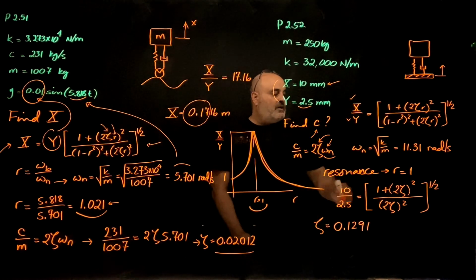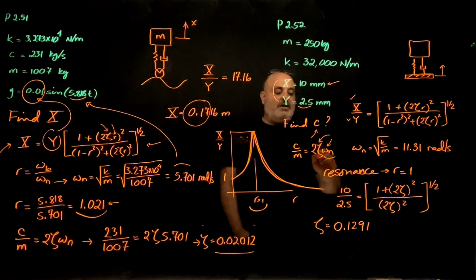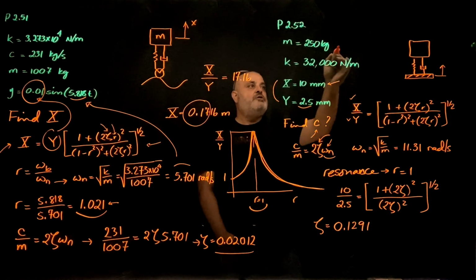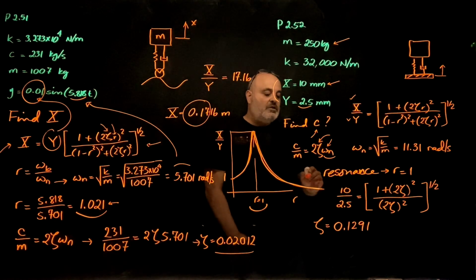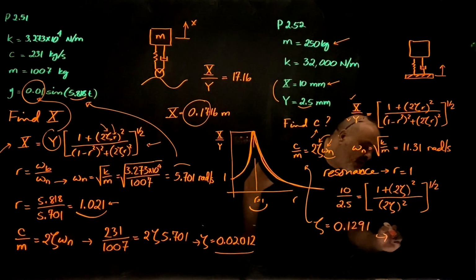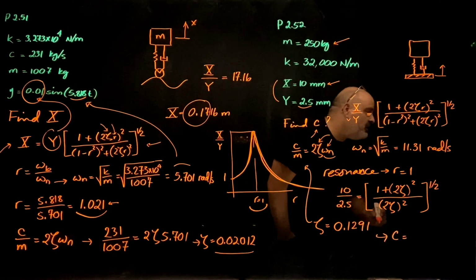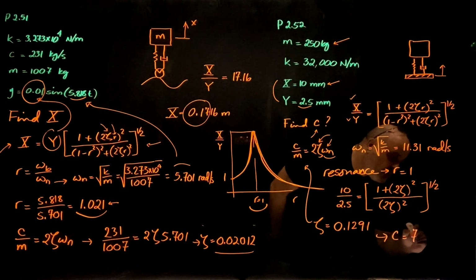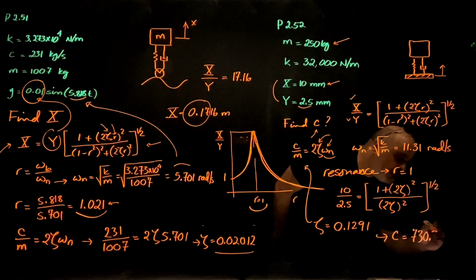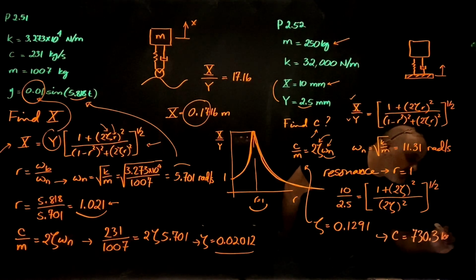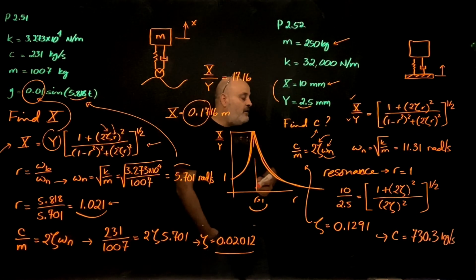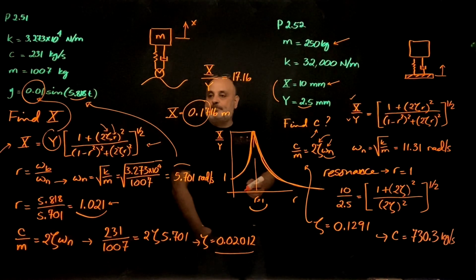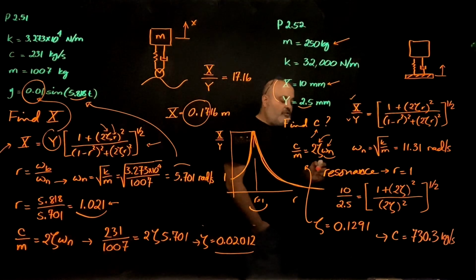Now I have zeta, I have omega n, I have m, which is 250 kilograms, so I can substitute in here and solve for C, and C will turn out to be 730.3, and the units are kilogram per second, or Newton second per meter.